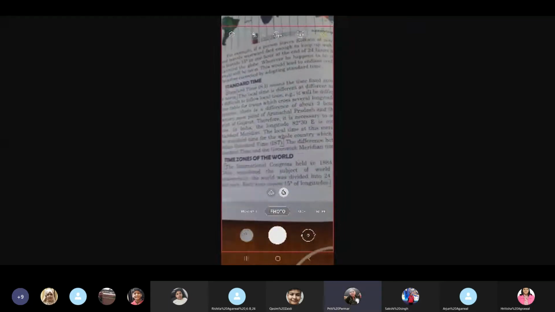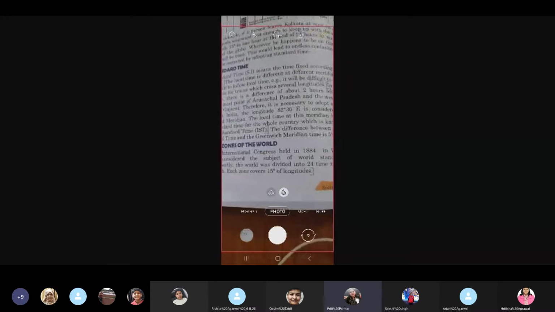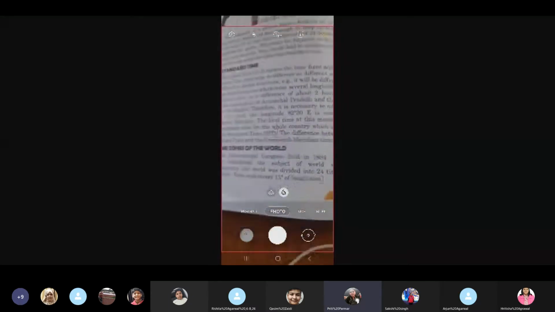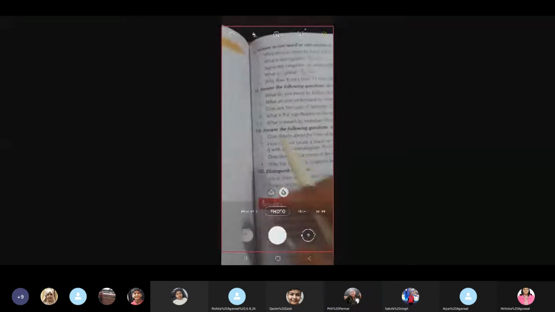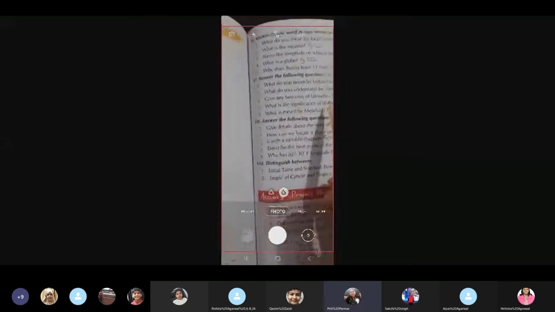Each zone covers 15 degrees of longitude. This is your answer, 6.2. Coming to 6.3. Give any two uses of latitudes.